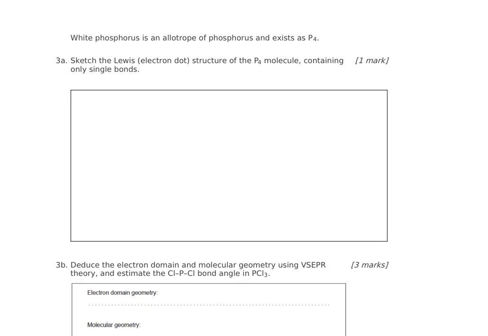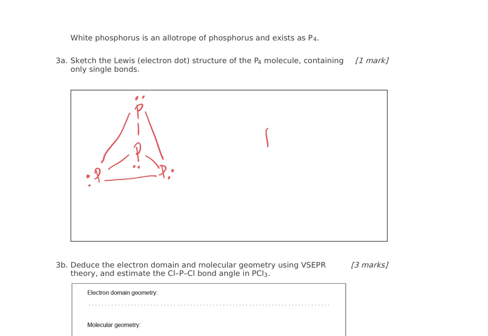White phosphorus is an allotrope. And phosphorus exists as P4. So I've got a P4 molecule. So, you can do dot and cross to work it out. P is in group 5. So it's going to have a lone pair. However, these ones don't have 3 bonds, so these ones need to have 3 bonds. So what they're actually going to have to do is each P needs 3 bonds to the other P's, and then they each have a lone pair, quite a complex molecule.